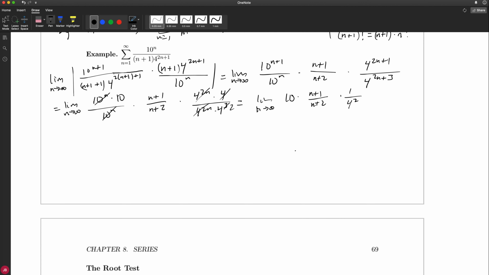Okay, so I get 10 over 16 times n plus 1 over n plus 2. As n goes to infinity, this fraction right here in the middle goes to 1. Justify it to yourself however you like. And so the final answer is 10 over 4 squared, so 10 over 16, which reduces to 5 over 8. That number is less than 1. So by ratio test, the sum n equals 1 to infinity, 10 to the n over (n plus 1) times 4 to the 2n plus 1, is absolutely convergent.